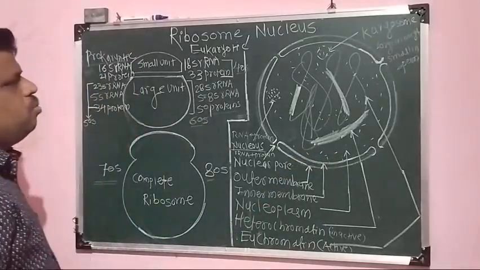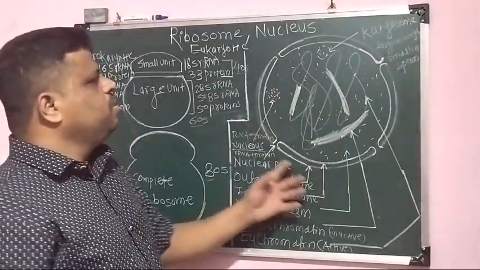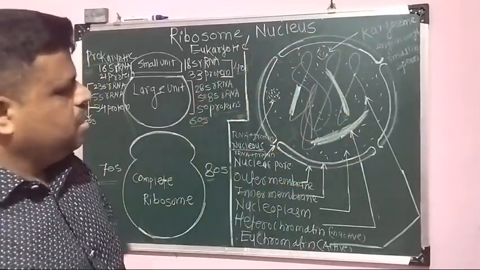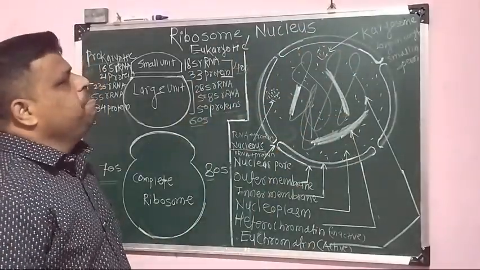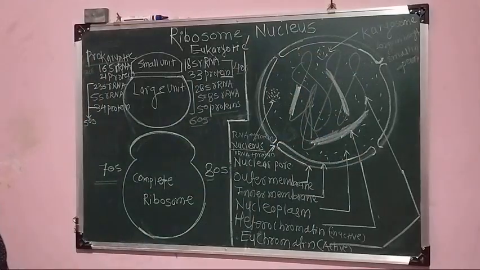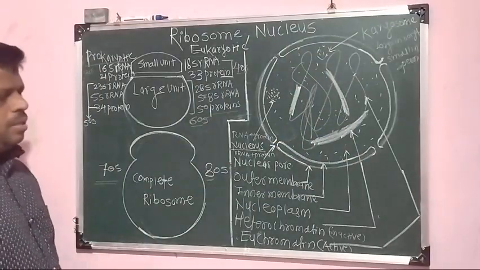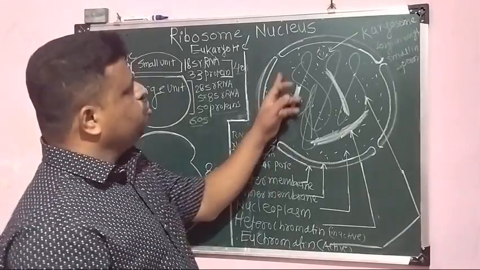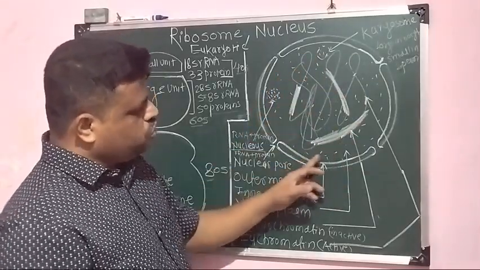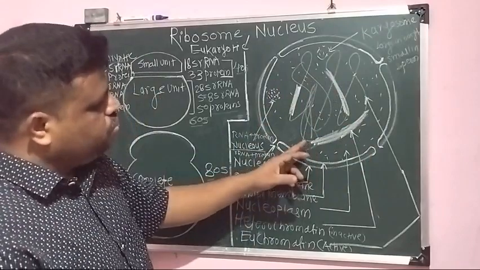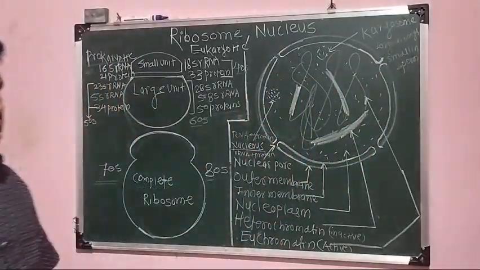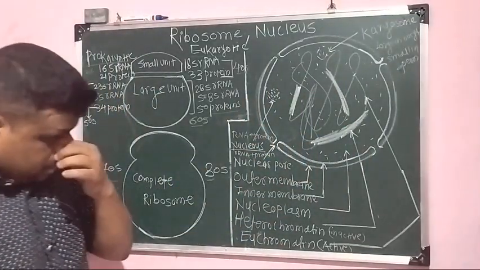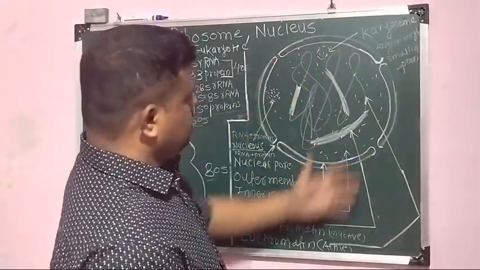Let us move towards a few more points of this particular cell nucleus, the master cell organelle. The most important thing is that this nucleoplasm contains salts, minerals, nucleic acids, proteins, ribosomes, as well as the nucleolus.